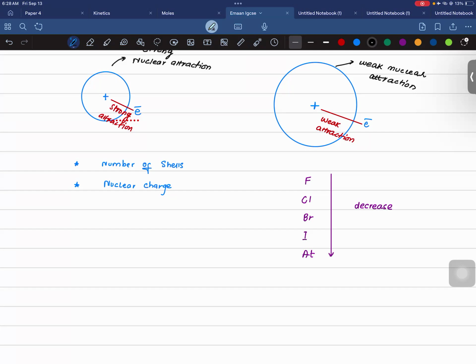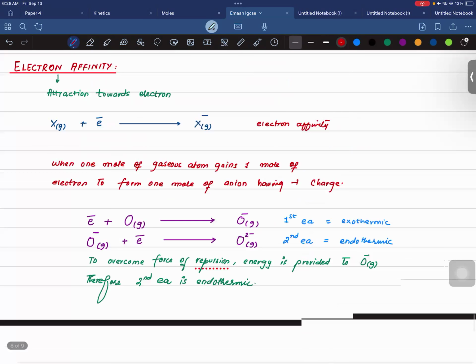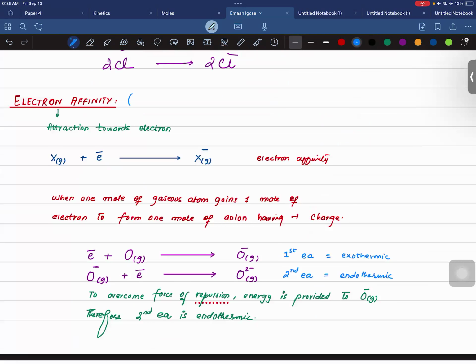The graph which is decreasing, it is about halogens, right? Yes, this is halogens. And generally, non-metals gain electrons. Remember, electron affinity is the term which is used specifically for non-metals.